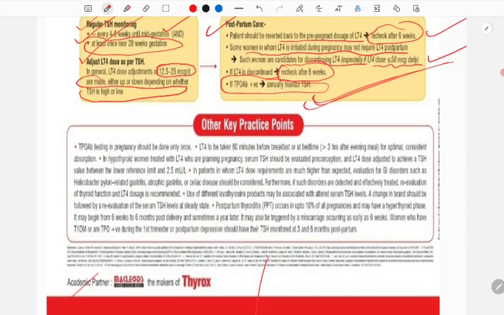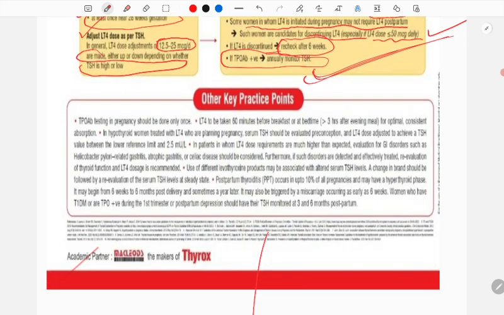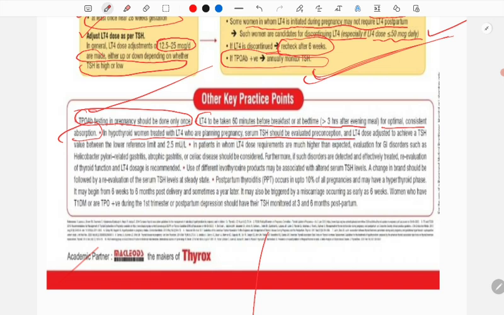Okay. Other key practice points: TPO antibody testing in pregnancy should be done only once. Levothyroxine is to be taken 60 minutes before breakfast or at bedtime, that is more than 3 hours after the evening meal, for optimal and consistent absorption. In hypothyroid women treated with levothyroxine who are planning pregnancy, serum TSH should be evaluated preconceptionally and the levothyroxine dose adjusted to achieve a TSH value lower than 2.5 milliunit per liter.